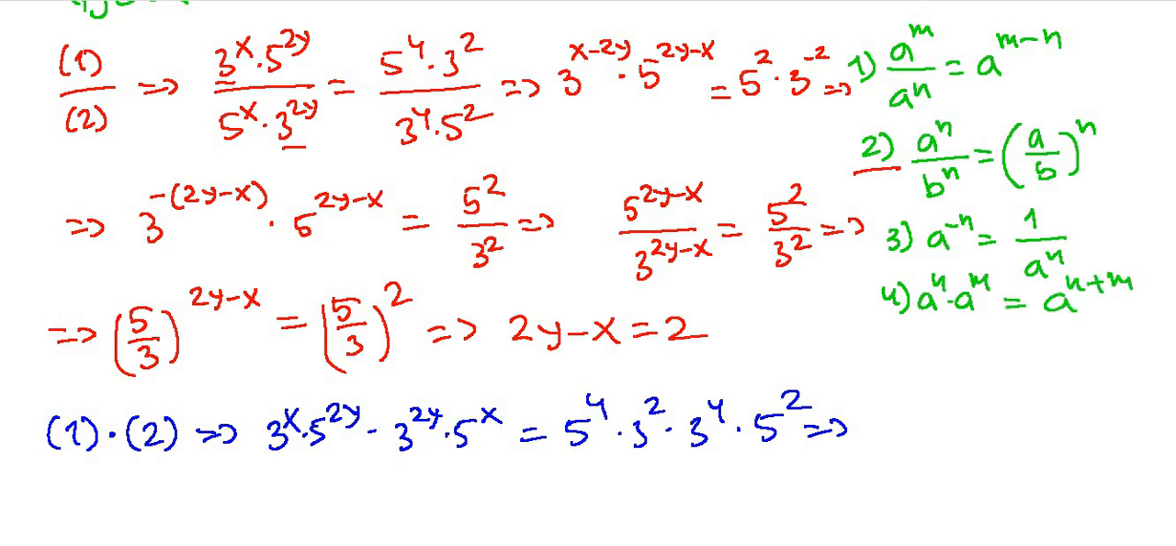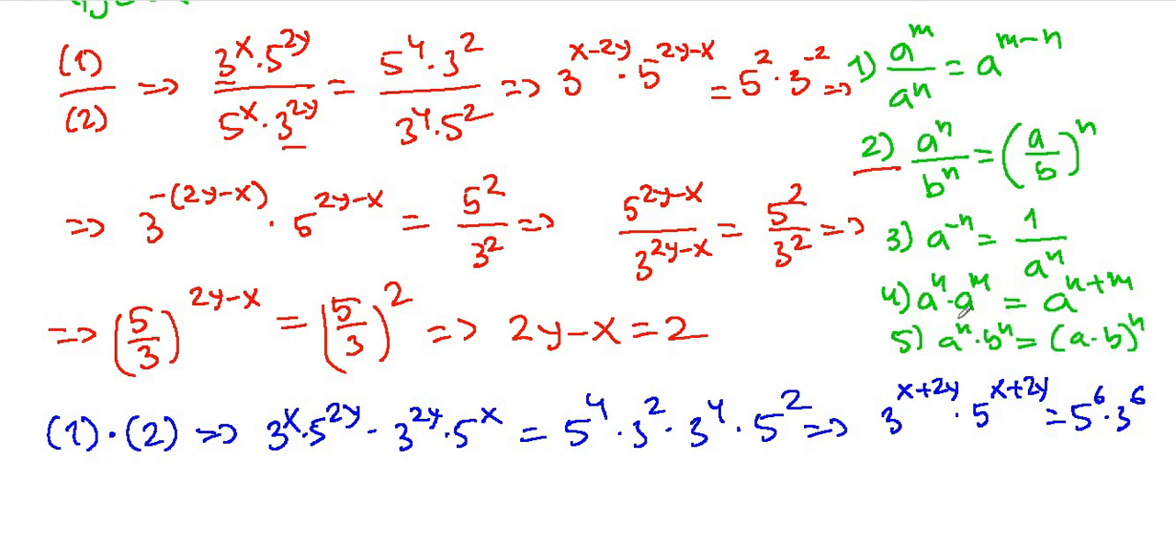So therefore, using the last formula, we can now get from the last equation, from the left hand side, 3 to the power of x plus 2y times 5 to the power of x plus 2y is equal to 5 to the power of 6 times 3 to the power of 6. And here let me show another formula, the fifth formula: a to the power of n times b to the power of n, exponents are the same, therefore (a times b) to the power of n.